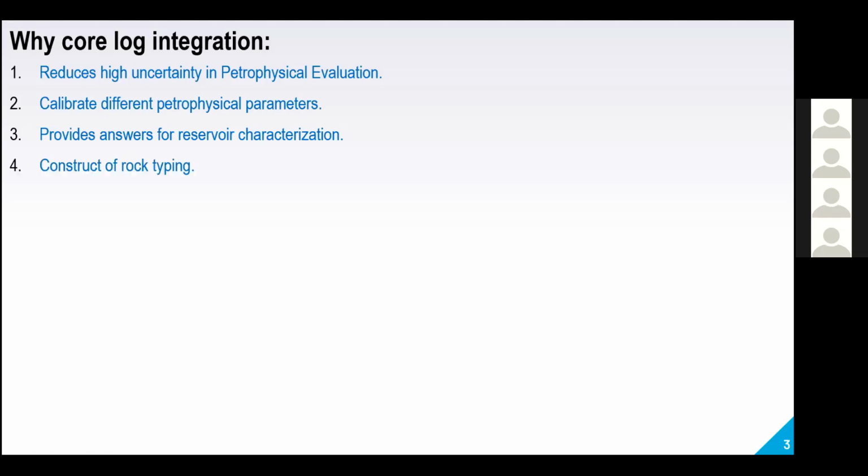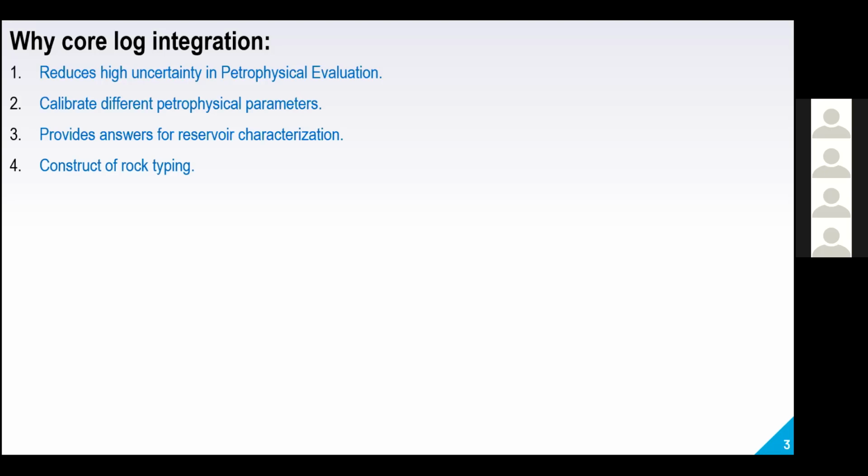The fourth reason is to construct rock types. What are rock types? Rock types are essential for any static reservoir modeling. Rock types are defined as rocks with similar petrophysical properties, porosity, and the same permeability. So any static model constructed without rock typing is considered a stochastic model. It's not respecting the reservoir properties inside the reservoir.